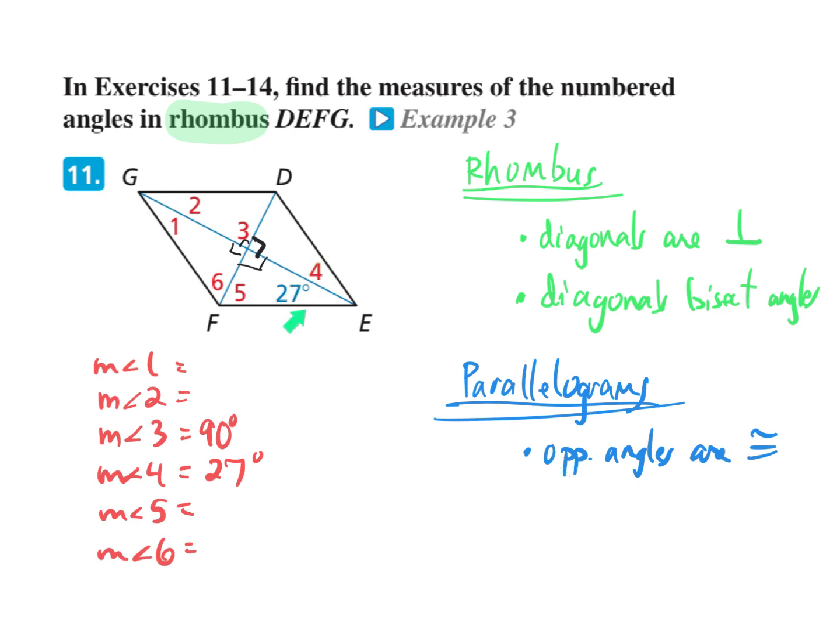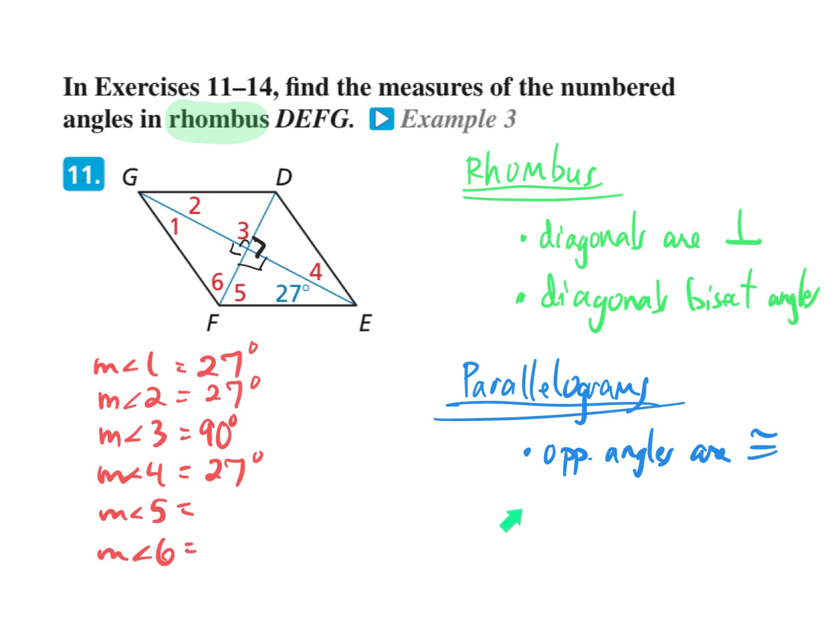So if this whole angle is 27 and 27, or 54 total, then angle G is 54 total. And again, the rhombus's diagonals bisect the angles. So angle 1 and 2 are both 27, just like angle 4 and this angle are 27 degrees. Which leaves us with determining the measure of angle 5 and 6.